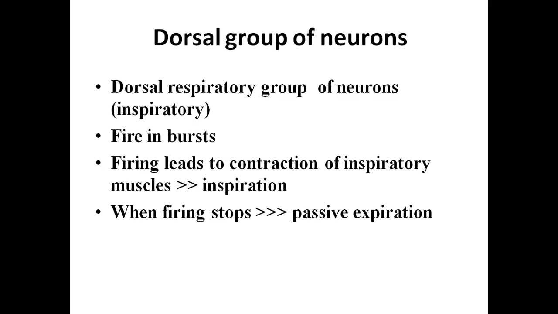oblongata. It fires in bursts. And this DRG controls the passive expiration process. So the fire bursts coming from this DRG will control the inspiratory movement in two muscles, the intercostal muscles and the diaphragmatic muscles. They will be triggered by the fire bursts generated from this dorsal respiratory group. So in this way, the dorsal respiratory group is responsible for the inspiratory movements. Inspiration results due to the activity of the dorsal respiratory group.